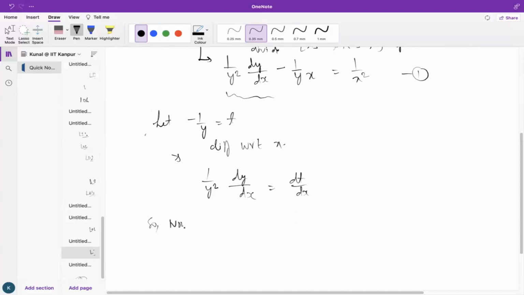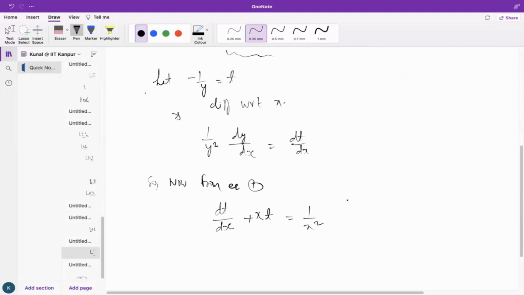Now from equation 1, we can write 1 by y square dy by dx as dt by dx, and minus 1 by y as t, and there will be 1 by x square. So this equation is in the form of a linear differential equation, because it is of the form dt by dx plus a function of x times t equals a function of x. So now we know how to proceed.